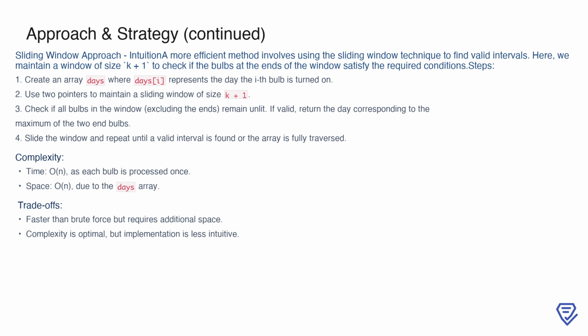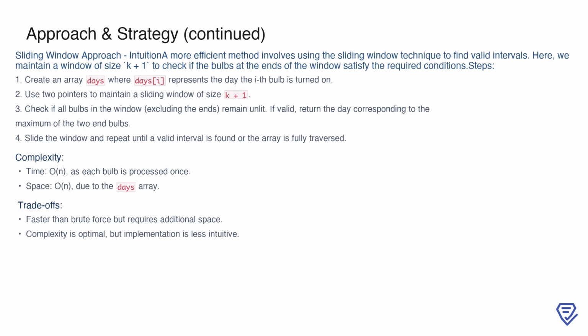The goal is to check if all the bulbs within this window, excluding the ends, remain unlit. If this condition is met, we can determine the day based on the maximum of the two end bulbs. We continue sliding the window across the array until either a valid interval is found or the entire array is traversed. This approach significantly reduces the time complexity to O(n), as each bulb is processed only once. However, it requires additional space to store the days array, making the space complexity O(n).